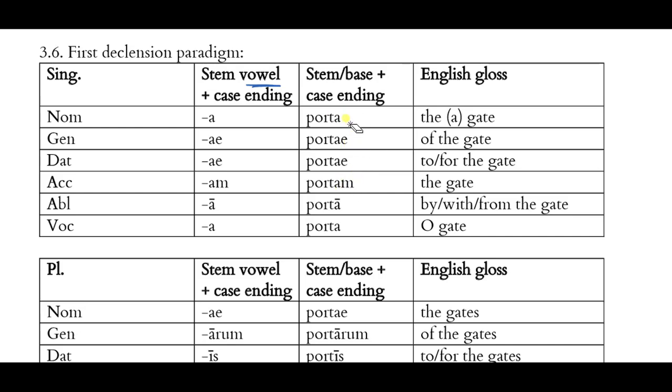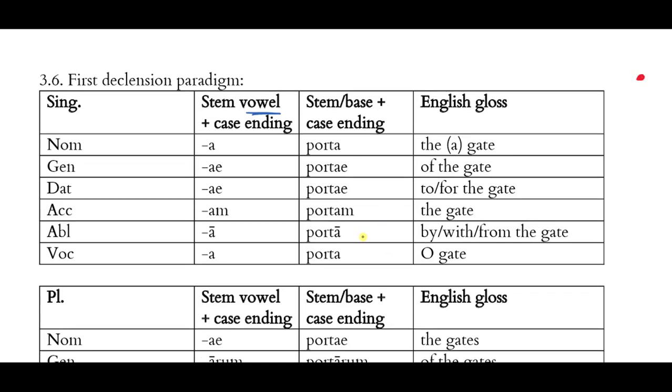I want you to repeat after me. Porta. It's just the gate or a gate. Portae. Of the gate. I'm going to just use the definite article here. Portae. To or for the gate. Dative case. Portam. Just the gate, as in I love the gate. Direct object. Ablative. Porta. By, with, from the gate. And then vocative. Porta. And here I'm addressing the gate. Oh, gate, I love you.